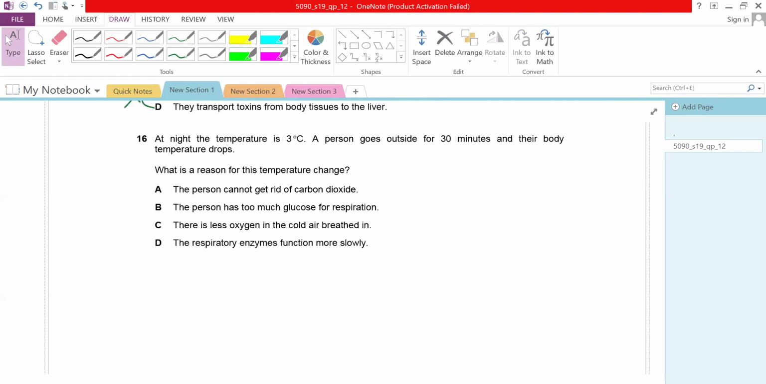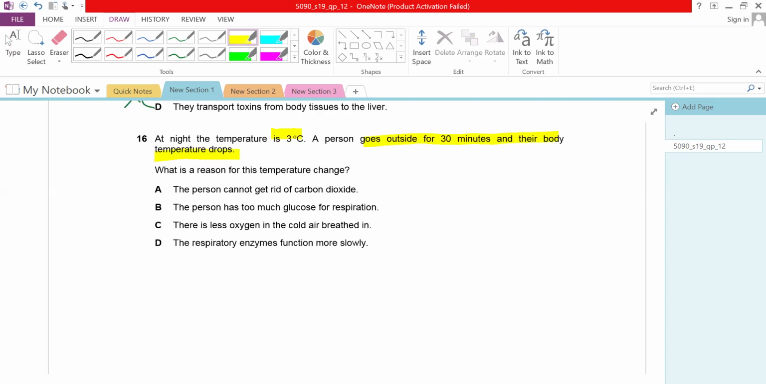Question 16. At night, the temperature is 3 degrees Celsius. A person goes outside for 30 minutes and their body temperature drops. The temperature was 3 degrees Celsius outside, and when he moved outside for 30 minutes, the body temperature drops. What is the reason for this temperature change? Let's read out the options.